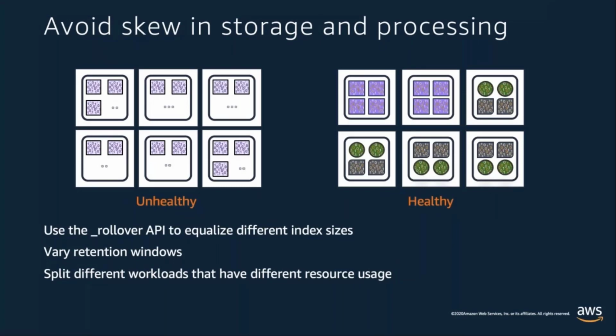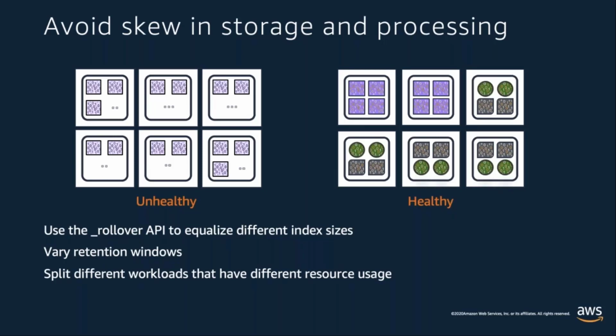The thing that we really want to look at is skew. This is a very common issue that we see in a lot of clusters, and it's really important to avoid if at all possible. If I'm hosting multiple different indexes, and those indexes are different sizes, and especially if the shards in those indexes are different sizes, then I end up with an uneven deployment of my data across the nodes in my cluster.